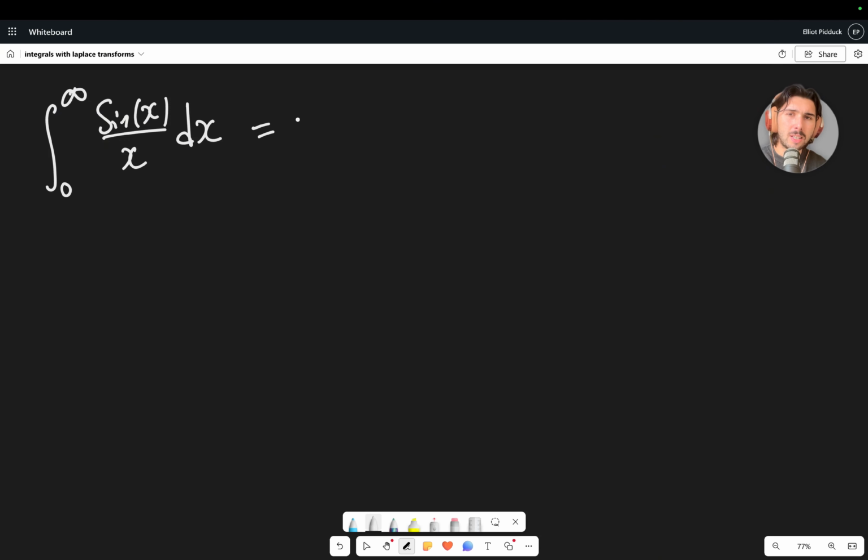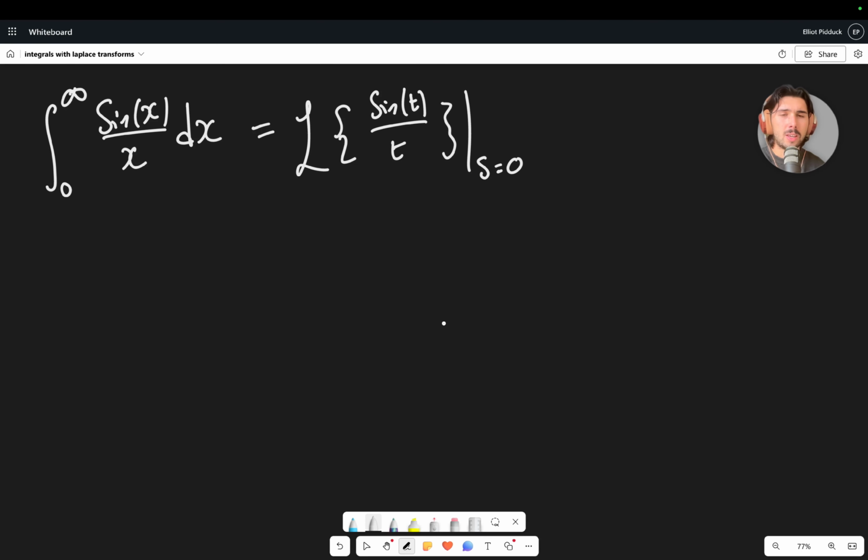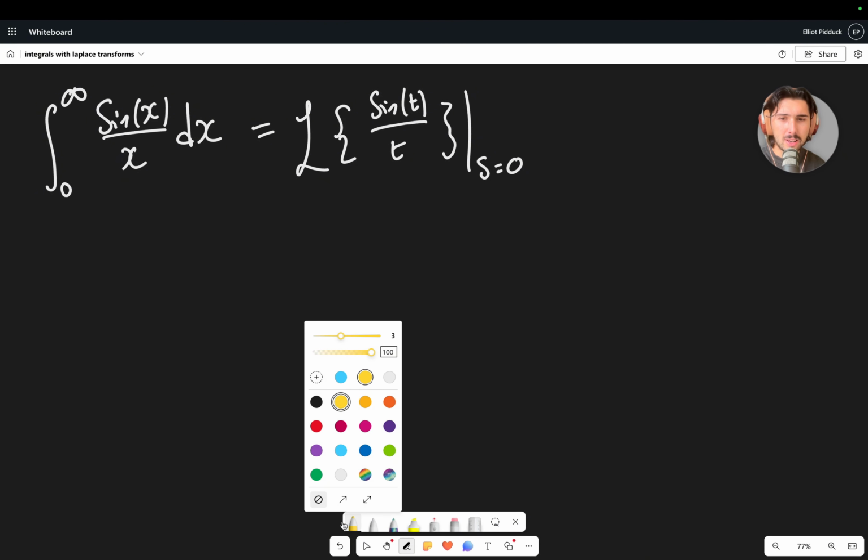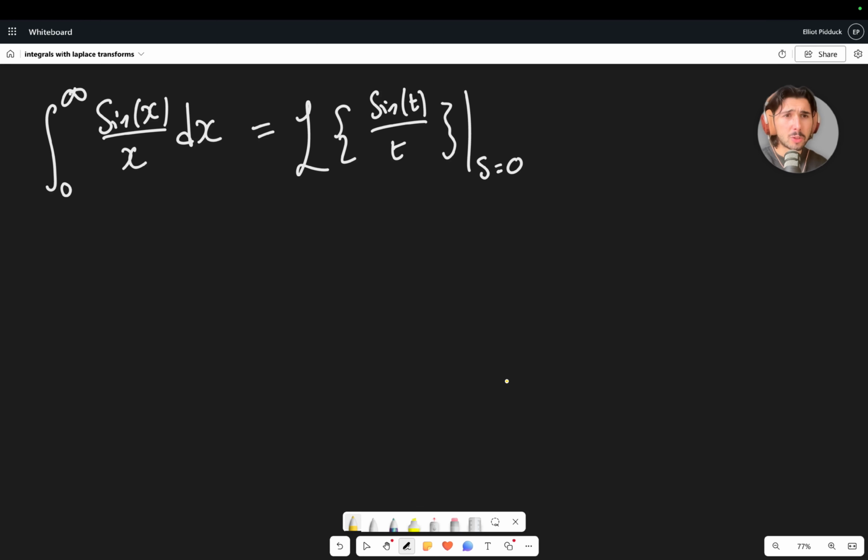Well, this is the Laplace transform, of course, of sine t over t, evaluated when s is the number 0. Now, what is the Laplace transform of sine t over t? I hear you ask in your head or through the screen. Let's write it down.